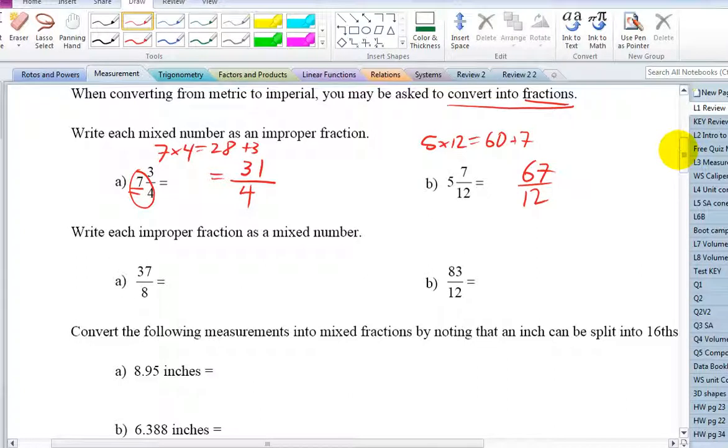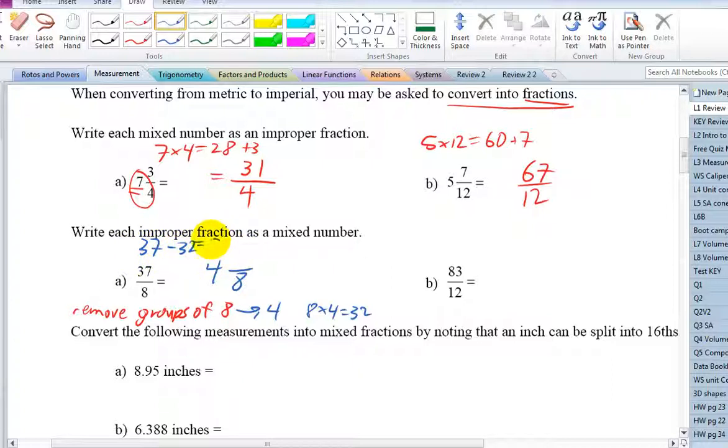Okay, write each improper fraction as a mixed number. This is a lot harder now. So you have to remove groups of 8. So how many groups of 8 can you take out of 37? Yeah, the answer is 4. So 8 times 4 equals 32. So really what we're doing is taking away 32. So we're taking out 4 groups of 8, and we have to figure out what's left over by subtracting. So what is that? 5? So we have 4 and 5/8.